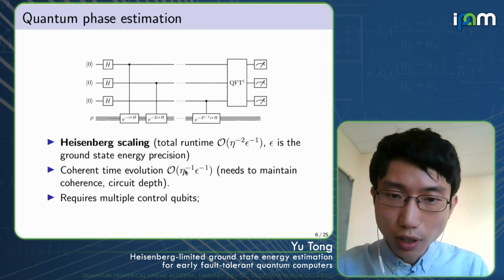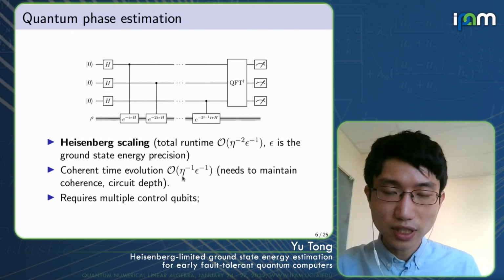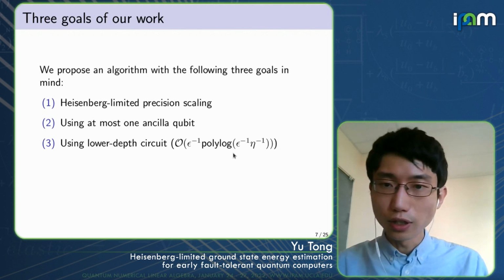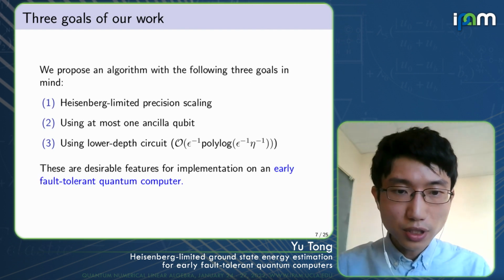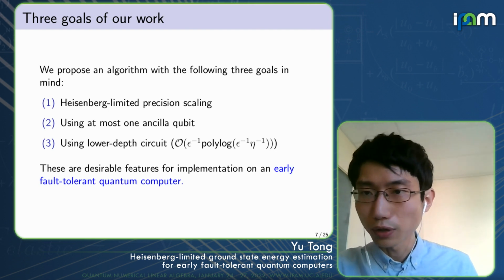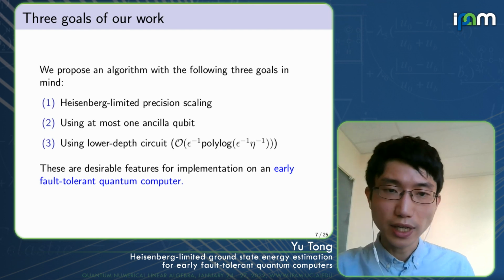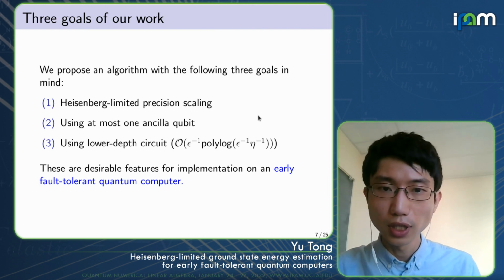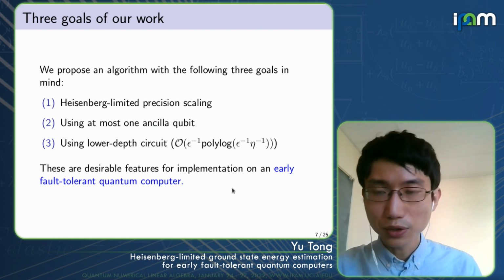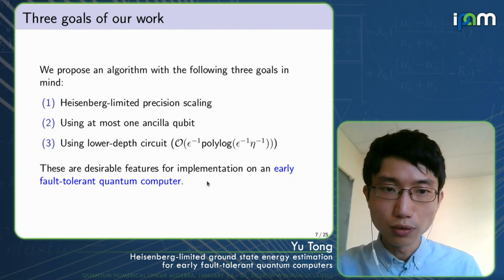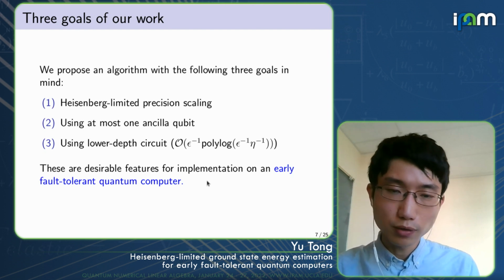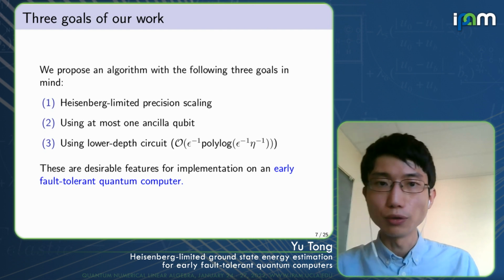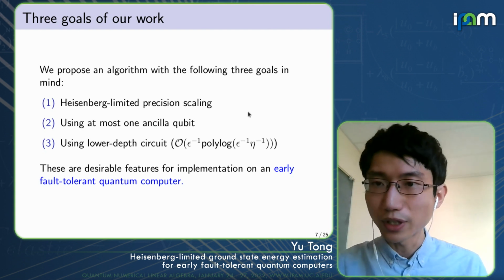This can be compared with the circuit depth required for quantum phase estimation, where you have eta^-1 multiplied by epsilon^-1. In our case, this eta inverse goes into the polylog factor, so this is an improvement if eta is not too large. These features are desirable for implementation on early fault-tolerant quantum computers, because in this specific setting, we imagine that the number of qubits might be limited, so you don't really want to use a lot of qubits just for this ancilla register. Also, the circuit depth is restricted by decoherence. So you might even want a trade-off between circuit depth and total runtime. You might want to reduce the circuit depth even at the expense of the total runtime. These are the considerations we have in mind when designing this algorithm.